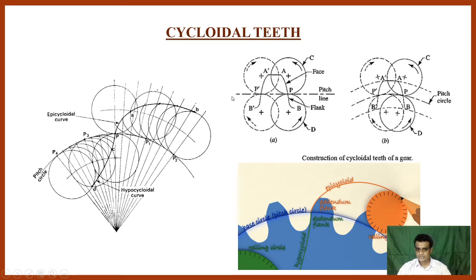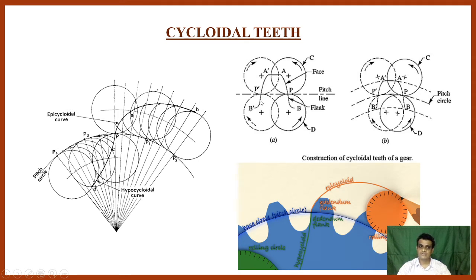In this case, you have to just consider one horizontal line. Again, on that line, you have to just rotate one circle without slipping, which traces one curve, which is the epicycloidal, and below the line in the opposite direction, which traces again a second curve, which is the hypocycloidal.